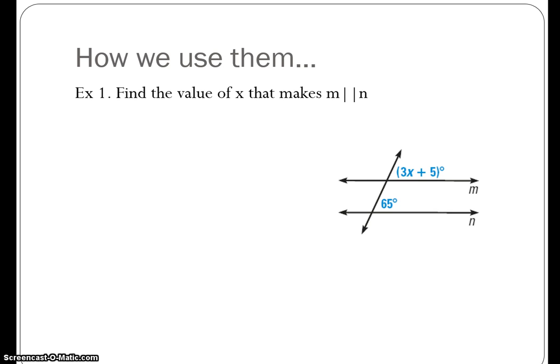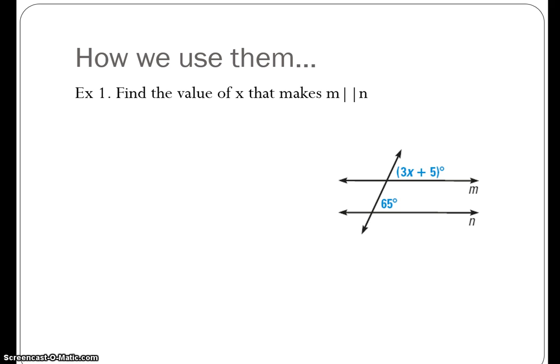All right, so let's actually use them. So for our first example, we want to find the value of x that makes m parallel to n. And what you're going to find is that these problems are very similar to the ones that we found in our last lesson, because we're going to solve them the same way.